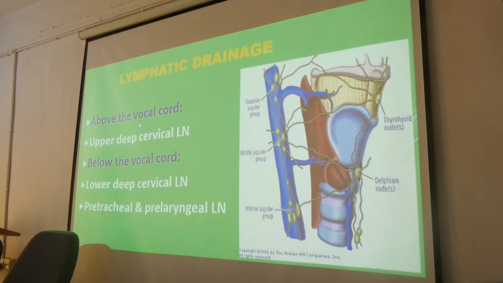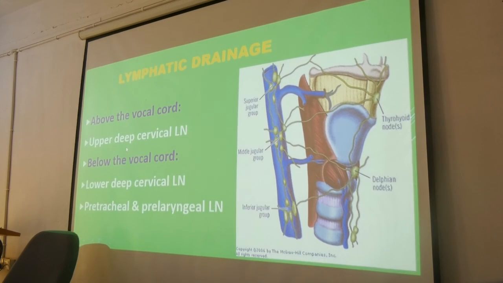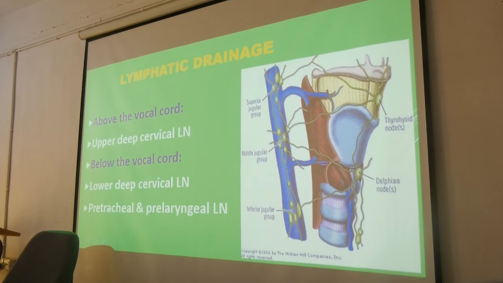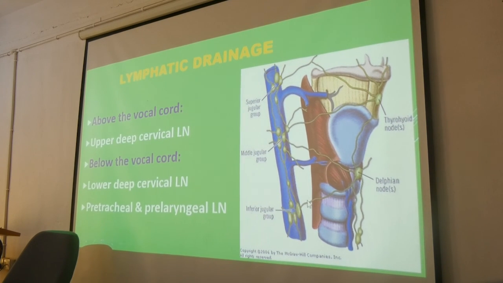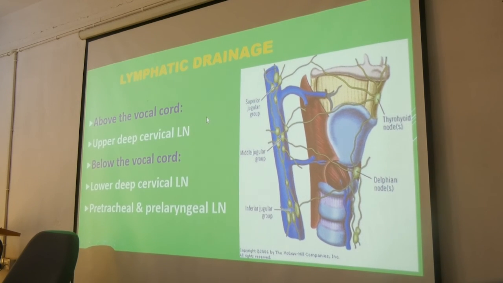What are the lymph nodes? First of all, there is upper deep cervical, lower deep cervical, pre-tracheal and pre-laryngeal. Okay, these are the four groups of lymph nodes.